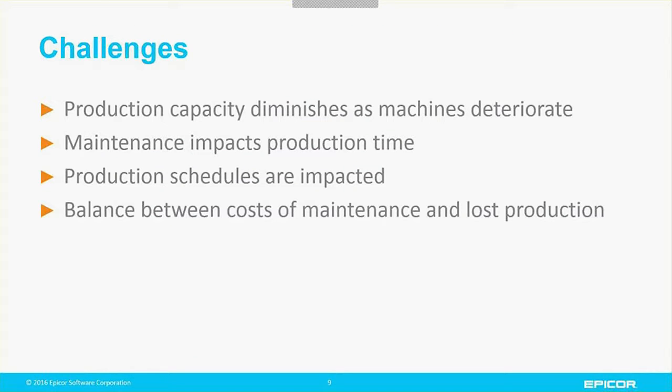Maintenance does impact production time. Now, we'll talk a little bit later about the concept of doing maintenance online and/or offline. But normally a lot of maintenance is carried out offline, so the machine is unavailable for production. Whether we acknowledge it or not, production schedules are quite often impacted by this. And we have to balance out that cost of maintenance and the lost production.